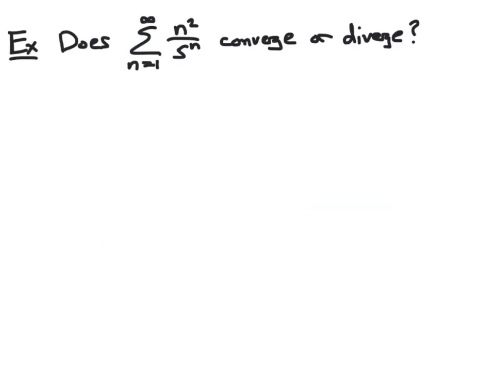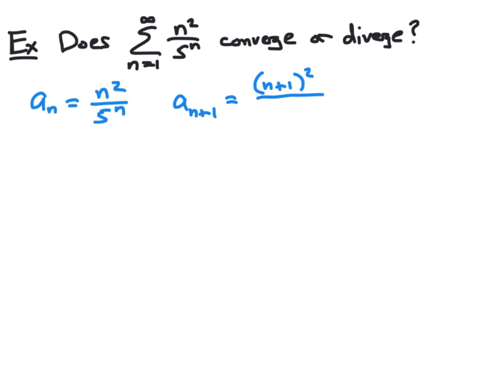To see an example of how the ratio test can be used, let's determine whether the series n equals 1 to infinity of n squared over 5 to the n converges or diverges. For this series, we notice that a sub n is our general term, which is n squared over 5 to the n. And this means that the n plus first term, a sub n plus 1, will be this same formula with n plus 1 substituted in for n, which will give us (n plus 1) quantity squared over 5 to the n plus 1.